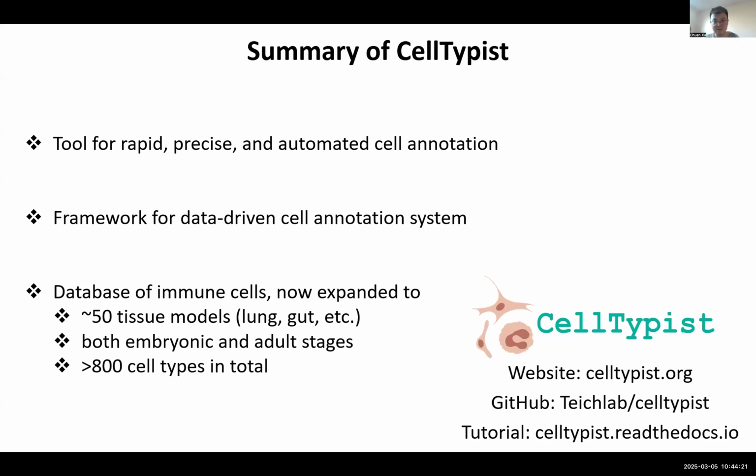A quick summary of this part. We developed CellTypist to annotate cell types for the single cell data. And CellTypist is not only a tool for automated, precise, and rapid cell annotation, but also a framework for data-driven cell annotation systems. Initially built as an immune cell database, now CellTypist and its models have been expanded to different tissues and developmental stages, covering more than 800 cell types in the human body. And we also welcome you to try our CellTypist website and the Python package to see how your data can be annotated into what cell types.